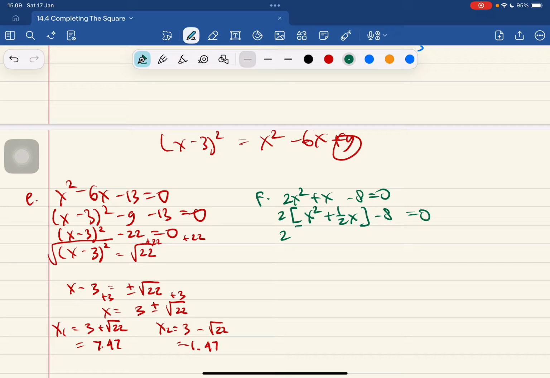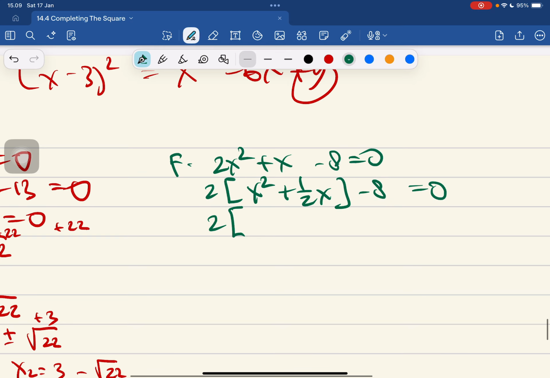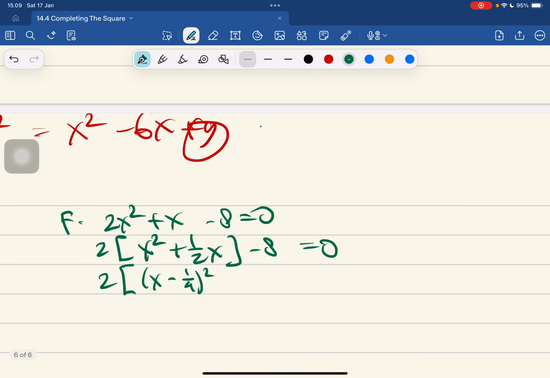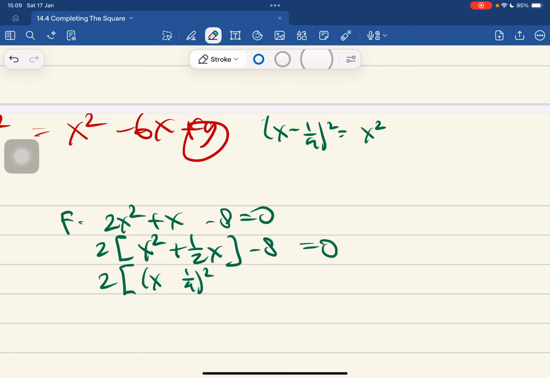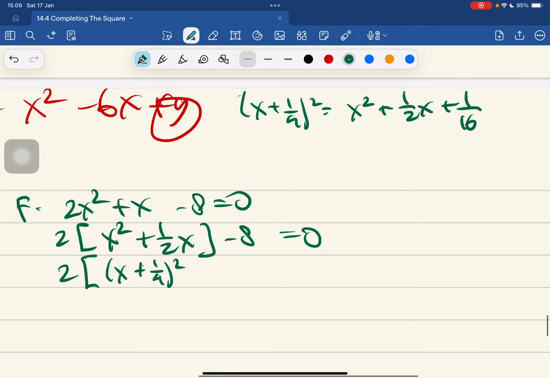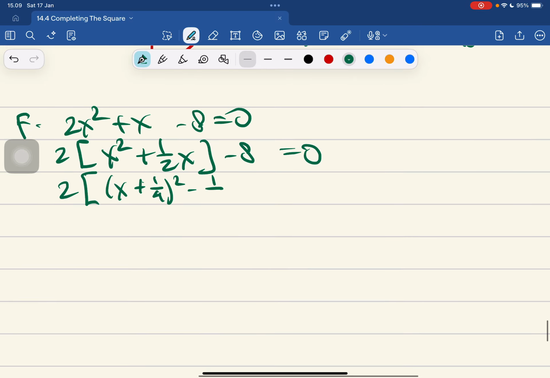So let's continue the completing square. So this is x, make it a half of 1 over 2, so 1 over 4, squared. So what's the extra number that we don't want? So we can write x plus 1 over 4 squared, we expand it, so x squared plus 1 over 2x and then plus 1 over 16. There it is, 1 over 16 that we don't want, so we'll minus by 1 over 16 and minus by 8 equal to 0.